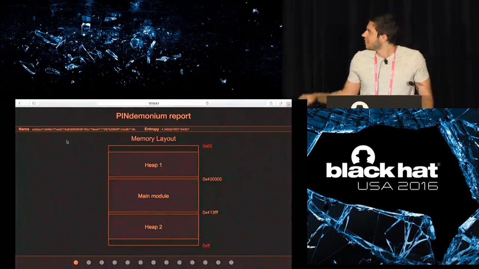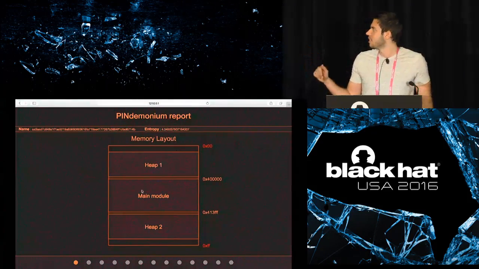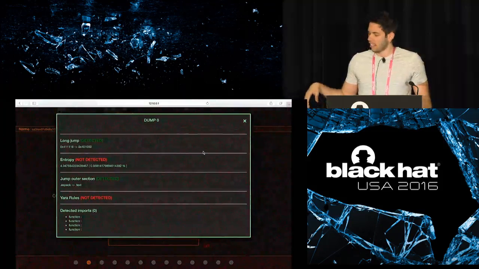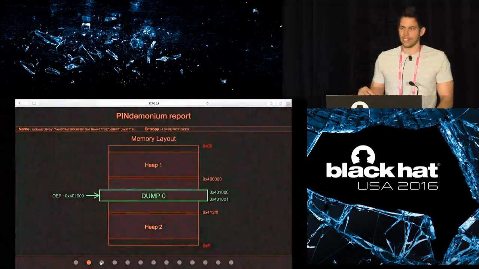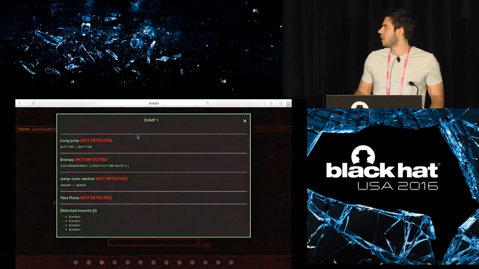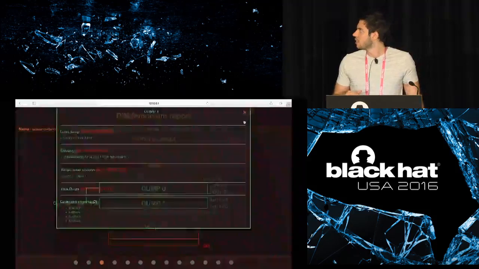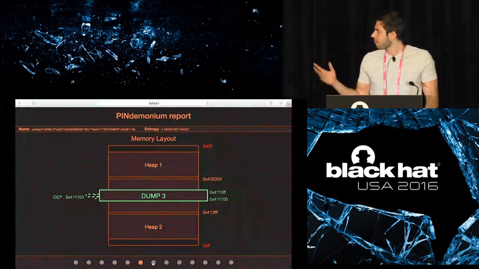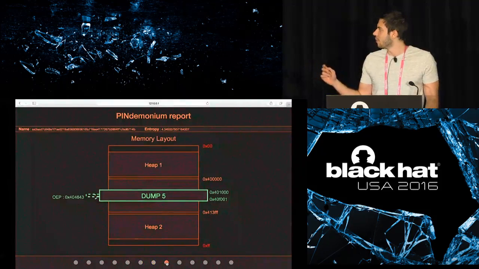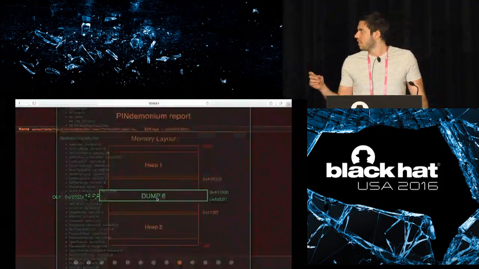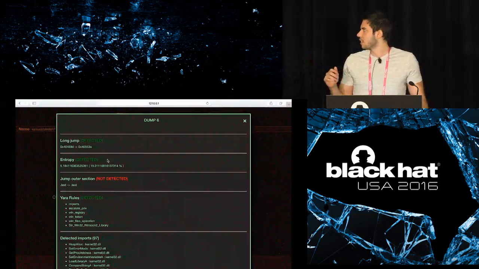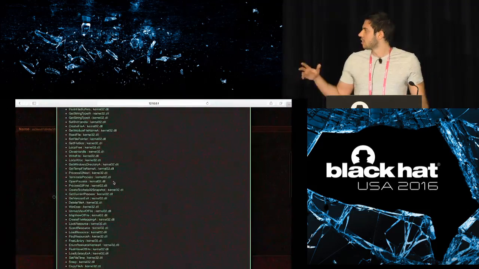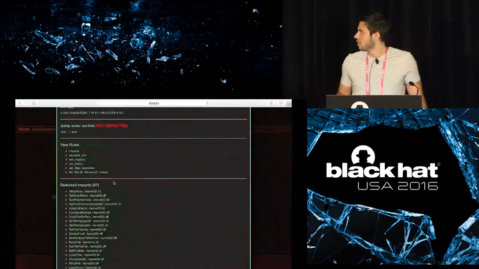Here we go. There is the name of the program, its initial entropy, and the whole evolution of the program during the analysis. And for each dump, we provide also the result given by the heuristics. If we analyze the current one, dump number 6, we can see that all the heuristics are triggered correctly, and even the list of the imported functions is shown.